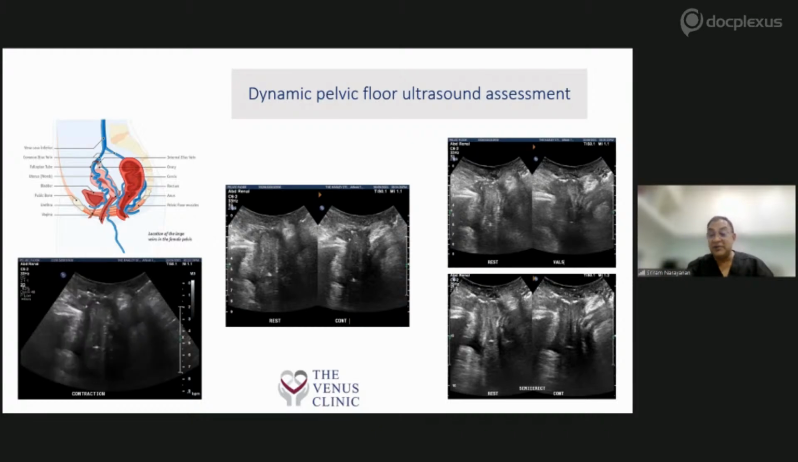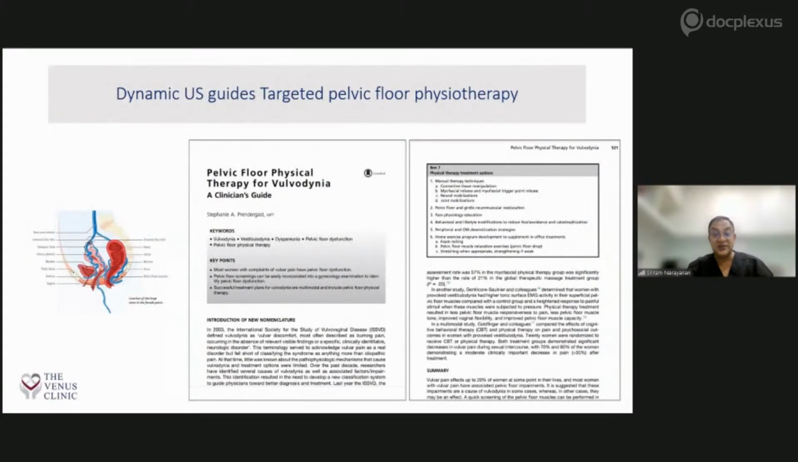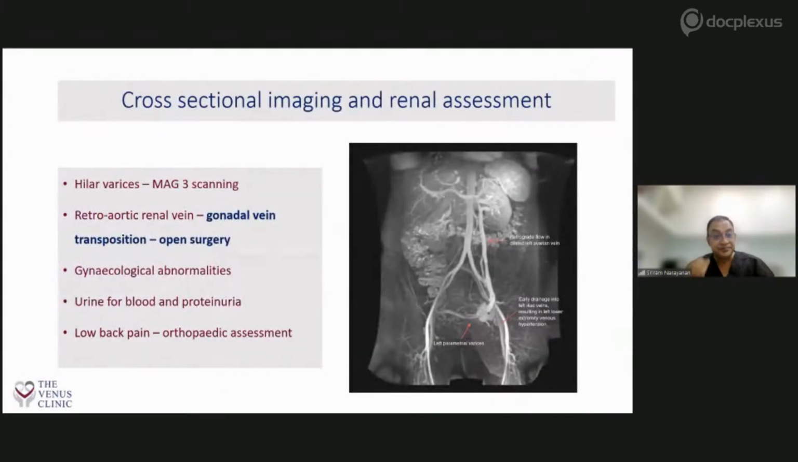But the dynamic pelvic floor ultrasound directs the pelvic physiotherapist on which way to go. Is it an anterior pelvic floor weakness, a posterior floor weakness? And if you find rectoceles, enteroceles, or bladder cystoceles or erythroceles, etc., then you can refer them to the urologists or colorectal surgeons to deal with the pelvic floor on a regular basis. There is fairly published evidence that ultrasound-targeted pelvic floor physiotherapy is an excellent guide. And then you move on to cross-sectional imaging.